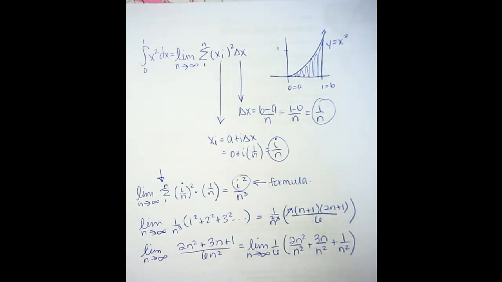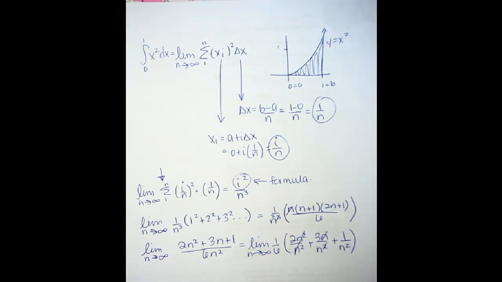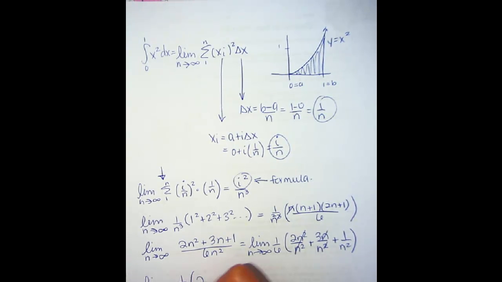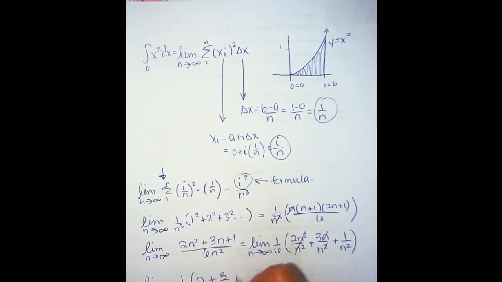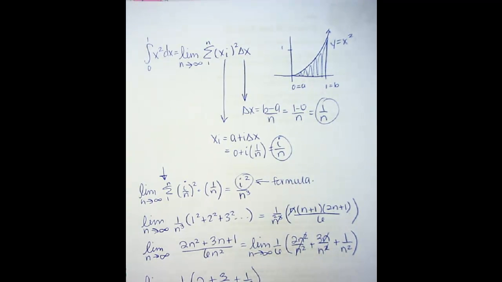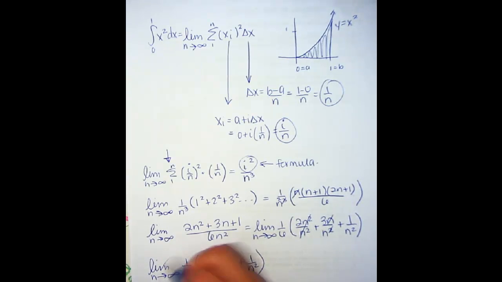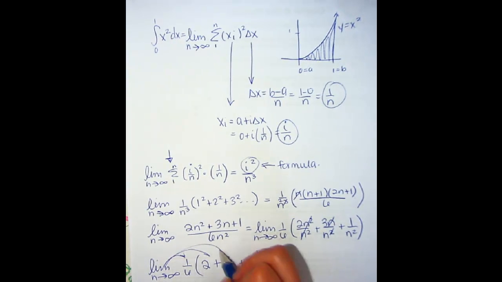Now here's the cool thing. You can start canceling these n's, so those go away. One of those goes away. And now we can take the limit. Remember, when we take a limit, we're technically plugging in. So we're plugging in infinity for n. So we're going to say limit as n goes to infinity of 1/6 times 2 plus 3 over n plus 1 over n squared. We're going to take the limit of each of these numbers individually. So you're going to take the limit of 1/6, the limit of 2, the limit of this, and we're going to add them all together.